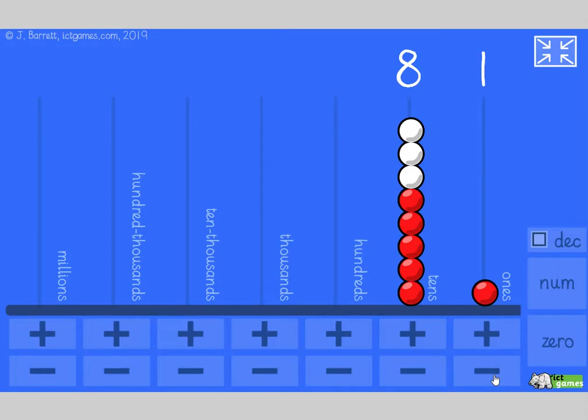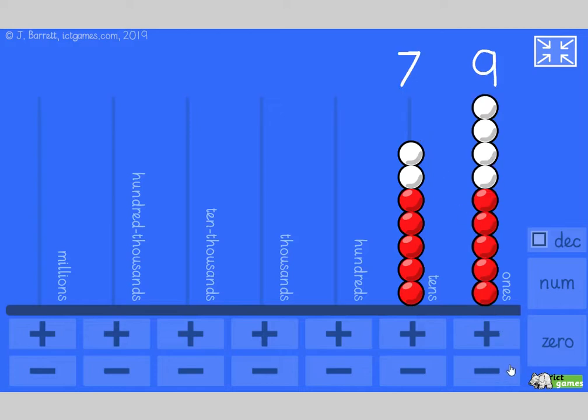What's 1 less than 81? Yeah, 80. 1 less than 80. That's a tricky one. There's no more 1s to take away here. 1 less than 80. Turn to your partner. Yeah, there's none left here, so it'll unpack a 10. It'll be 79. Fantastic.